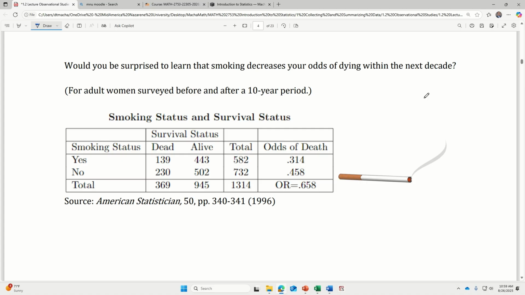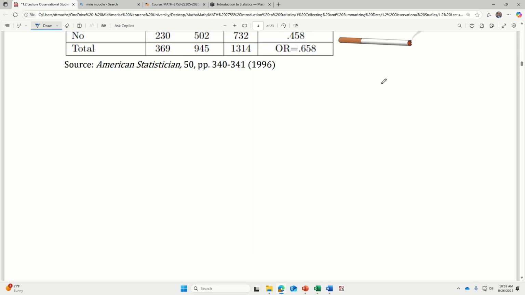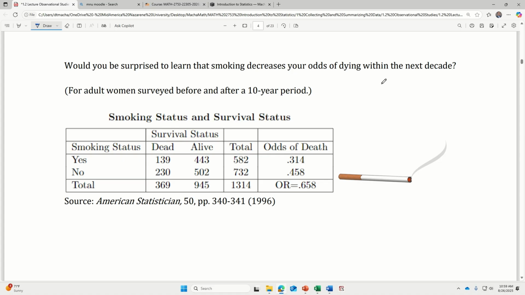And you'll notice that for the smokers, the odds of death were lower than the non-smokers. Okay? That's kind of not what we would expect. We would expect that smoking is bad for you and it should increase your odds of dying within 10 years. Does anybody want to hazard a guess at what was going on when they performed this survey? These aren't made-up numbers. This is stuff that was really surveyed and results they actually did discover. But what is happening here? Is smoking really good for you? No, probably not.